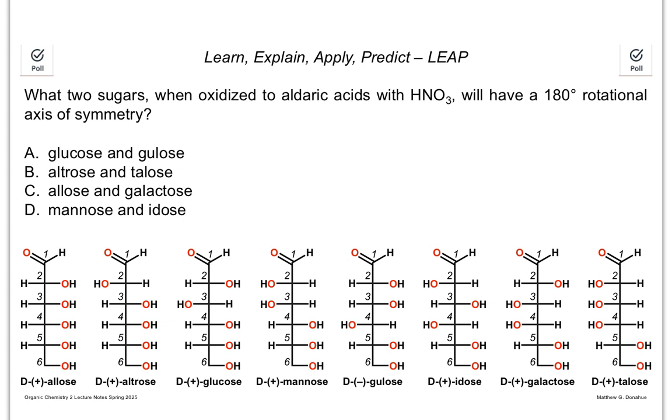And then finally, again, the aldaric acid synthesis, which pair will have a 180 degree rotational axis? Yeah, so that was mannose and idose. And so now the rotational axis is not a mirror plane. It's sort of you plunk a dot and then you rotate it. So that dot for mannose would be right here. And then idose right there.